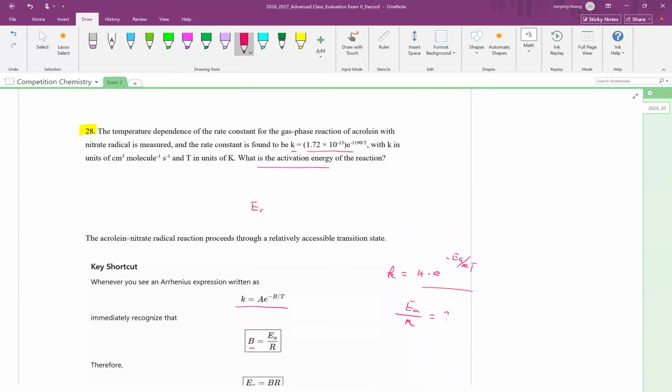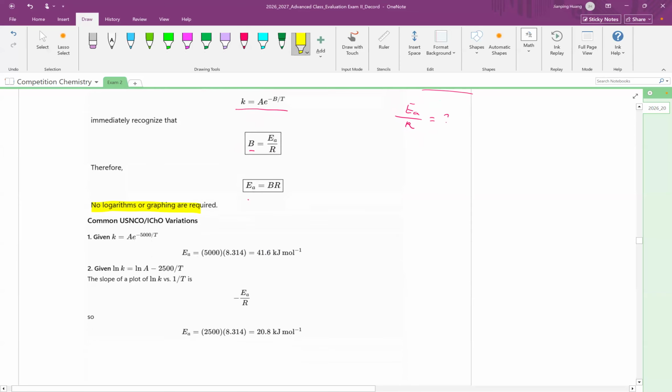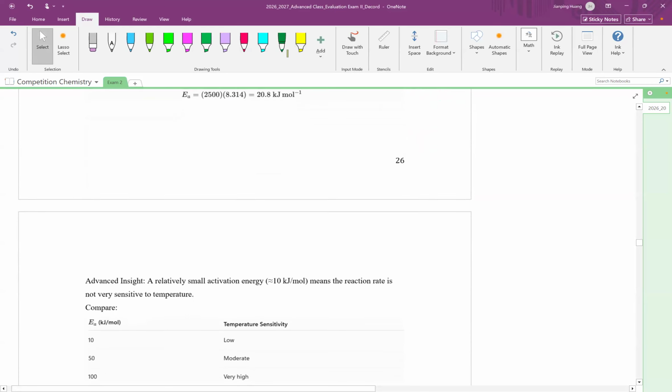Okay. EA, let me find out, is equal to 9.89 kJ per mole. If you get it right, give yourself a point. Okay. This is a very, very common exam question. So I give you K in this form. Then you know the EA, right? You can use this equation. So you just compare, okay? Right.